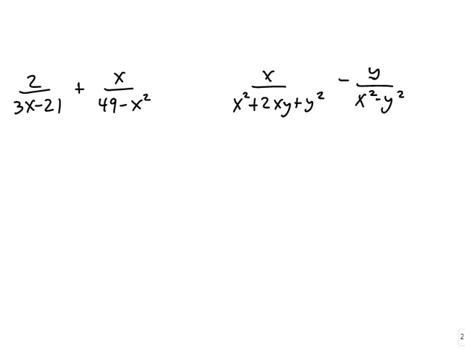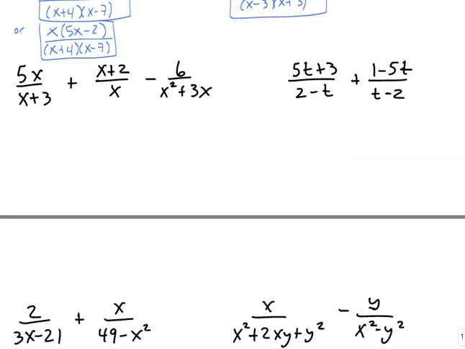Okay, in our next example, we have the denominator 3x minus 21 and 49 minus x squared. Oops, I think I went too far, excuse me. So we have 5x over x plus 3 plus x plus 2 over x minus 6 over x squared plus 3x. So we have 3 denominators.